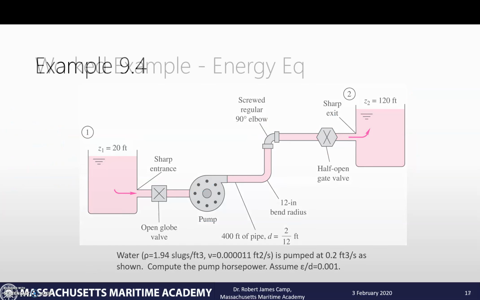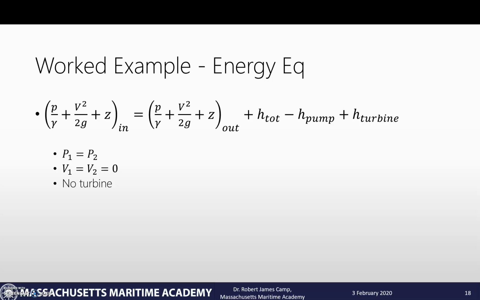So let's start looking at things. The first thing I'm going to do is write out the energy equation. On this example, a lot of this I just have typed up so we don't have to look at my writing. So what do I have? Pressure over gamma plus v squared over 2g plus z, everything at point 1. Then I have the energy that's being carried out: pressure over gamma plus v squared over 2g plus z, all that coming out, plus h total. That's the term that represents our major and minor losses, minus the head of the pump, plus the head of the turbine.